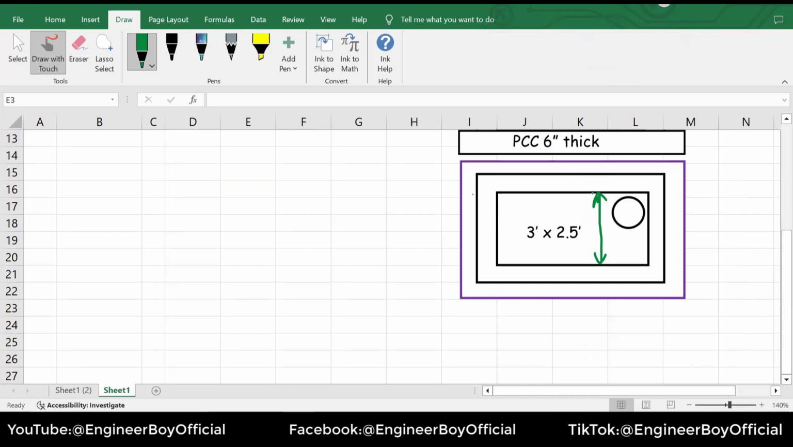Now, okay, look at the cursor very carefully. This is actually 9 inches wall thickness, and for the other side, 9 inches wall thickness. That means 9 inches and 9 inches for both sides, along with 2.5. Yes, sir.